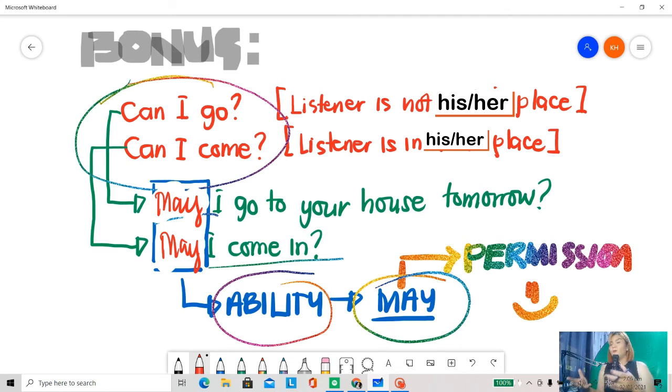So, if you are aware of when to use go, come, bring, and take, you will sound more grammatical and more natural each time you use them in a particular communicative situation.